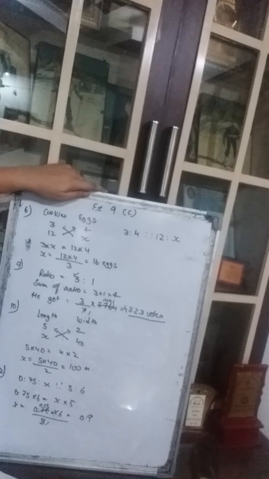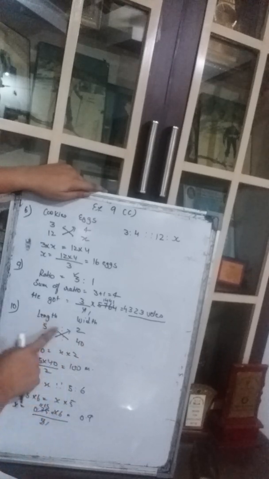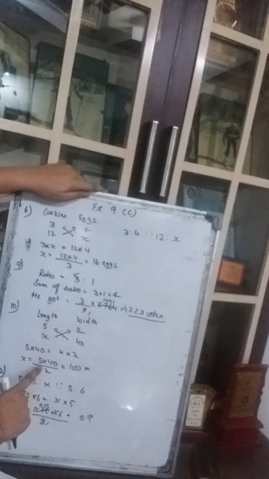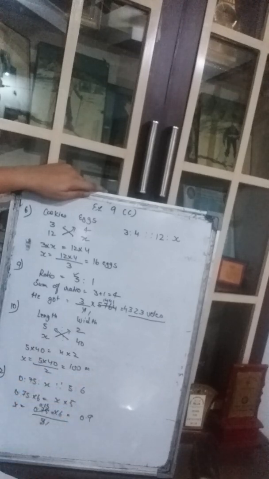They are saying find out its length. So length we do not know, write x under this, if the width is 40 meters. So this is 40. Do the cross multiplication and you will get the answer x is equal to 100 meters. The length is 100 meters.